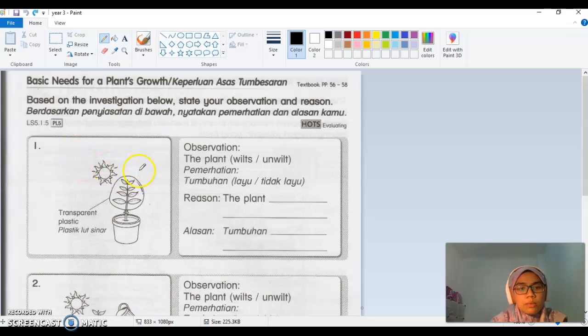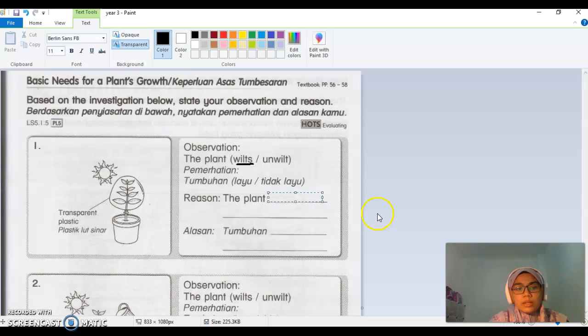So here, look at number 1, observation. The plant wilts or unwilt. Apa akan berlaku if we put the transparent plastic on the leaves, on the plant? What will happen? So the plant wilts, akan layu. Sebab apa layu? Why? The reason, the plant, what happened? The plant does not get air.